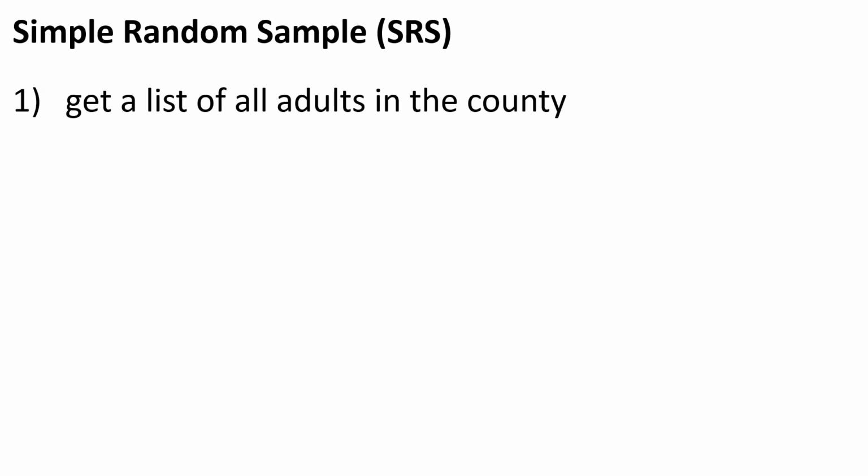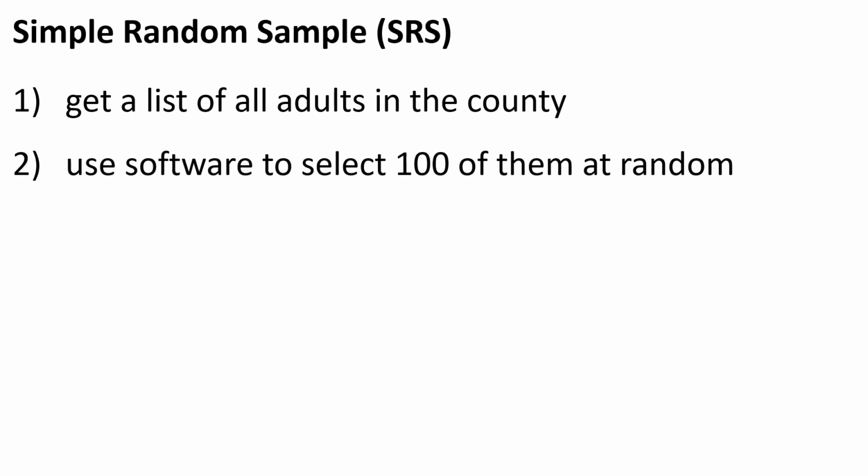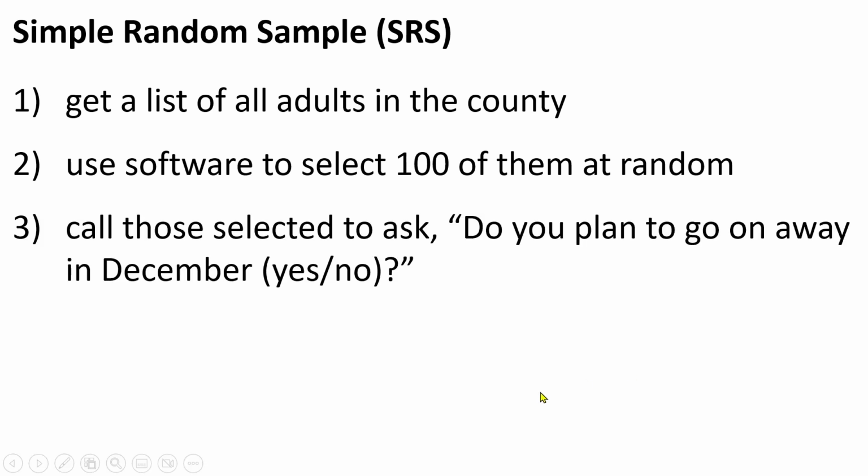So here you can do kind of the same thing. If you get a list of all adults in the county, you can put that into your computer, and then you can use software to randomly select 100 of those people. And then you simply get someone to call each of those people and ask them the question, do you plan to go away in December, yes or no? So this would be a direct way of getting a simple random sample. But it's not the only way.